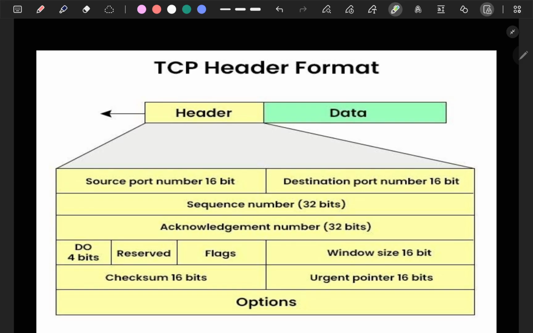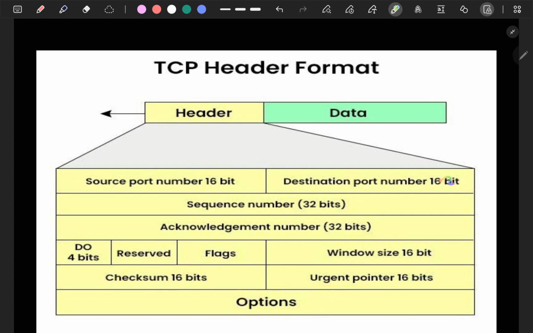Now you can see this is the TCP header format. This is the data, and this is the header, and there is some information inside the header. So what is the information? First one is source port number, and next is destination port number. Then sequence number, acknowledgement number, and these are flags, which are some bits. And there are window size, checksum bits, urgent pointer, and options.